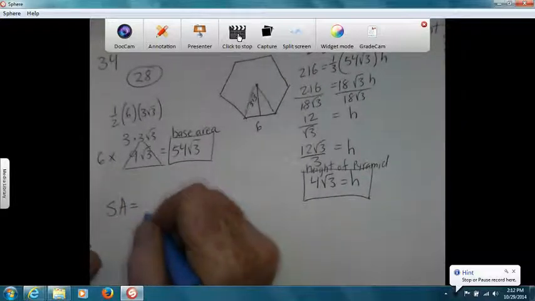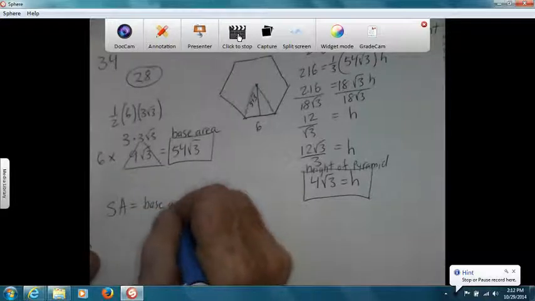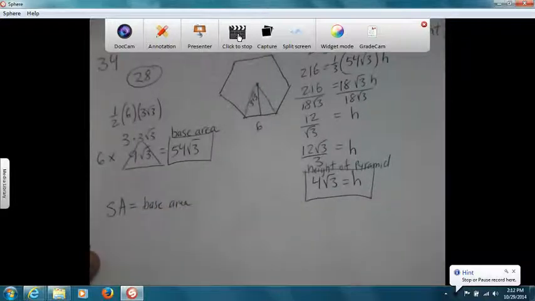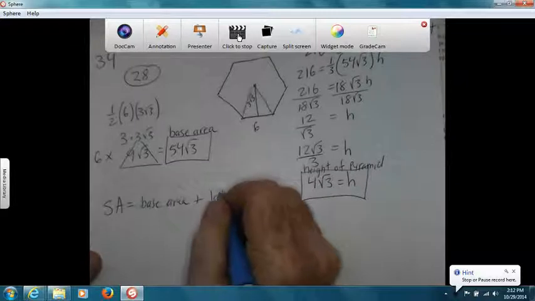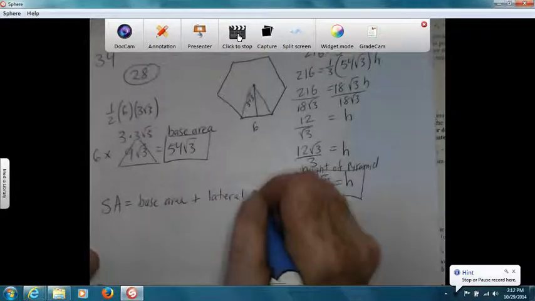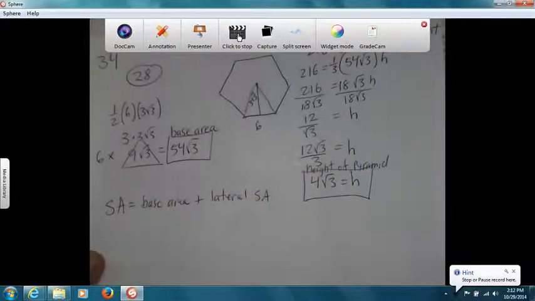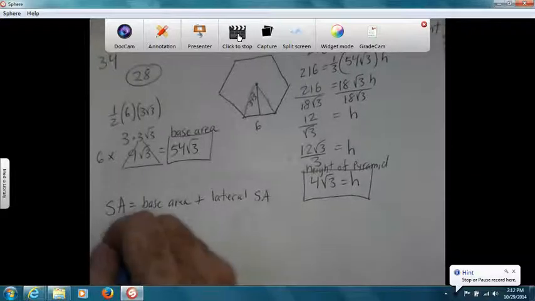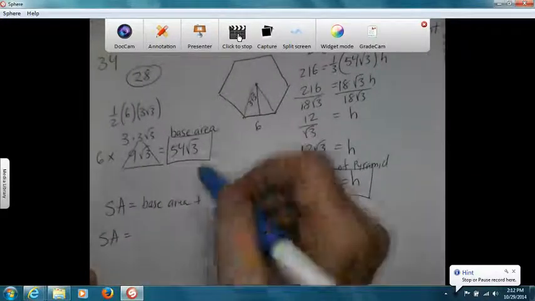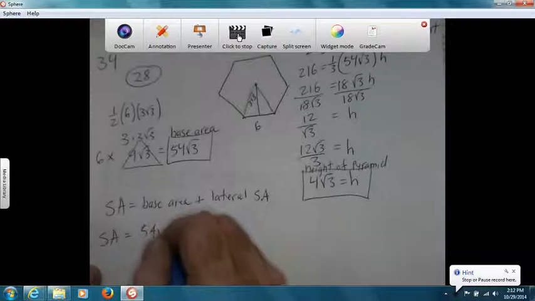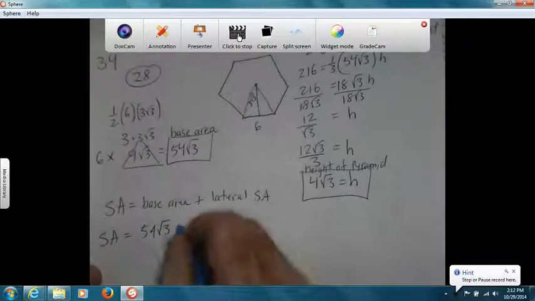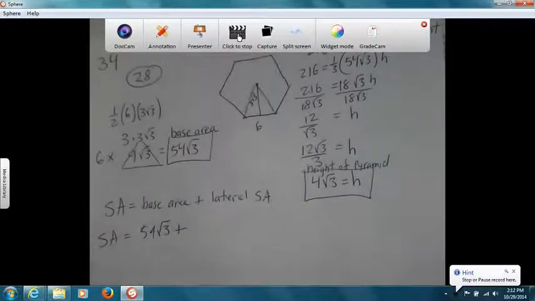It's going to be the base area plus the lateral surface area. I'll write SA for surface area. Okay, I already know the base area because I just did it. It's 54 root 3.